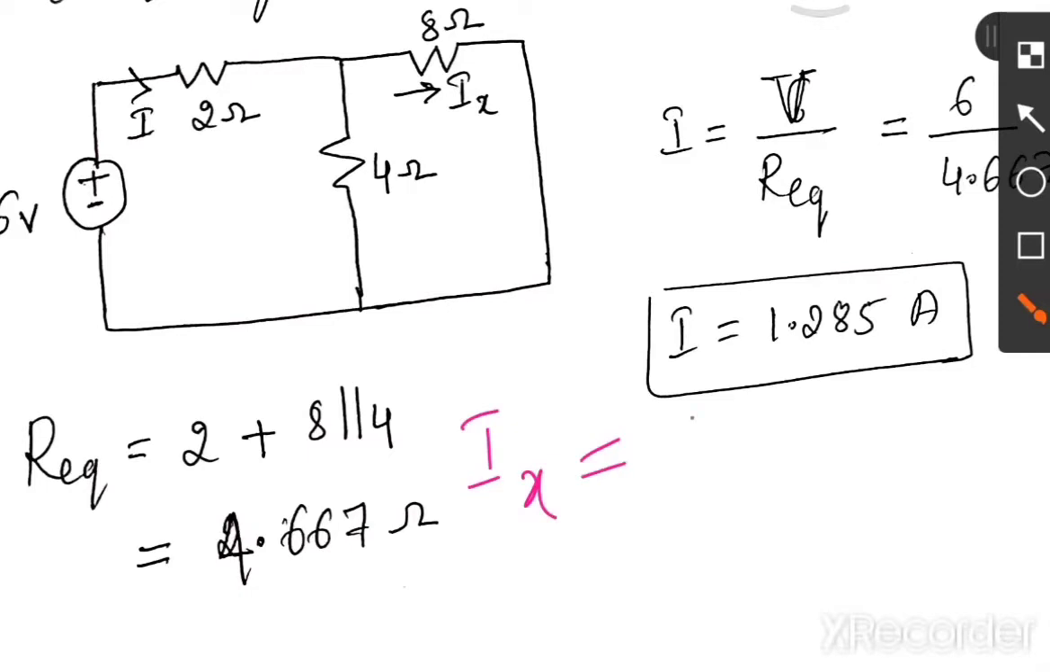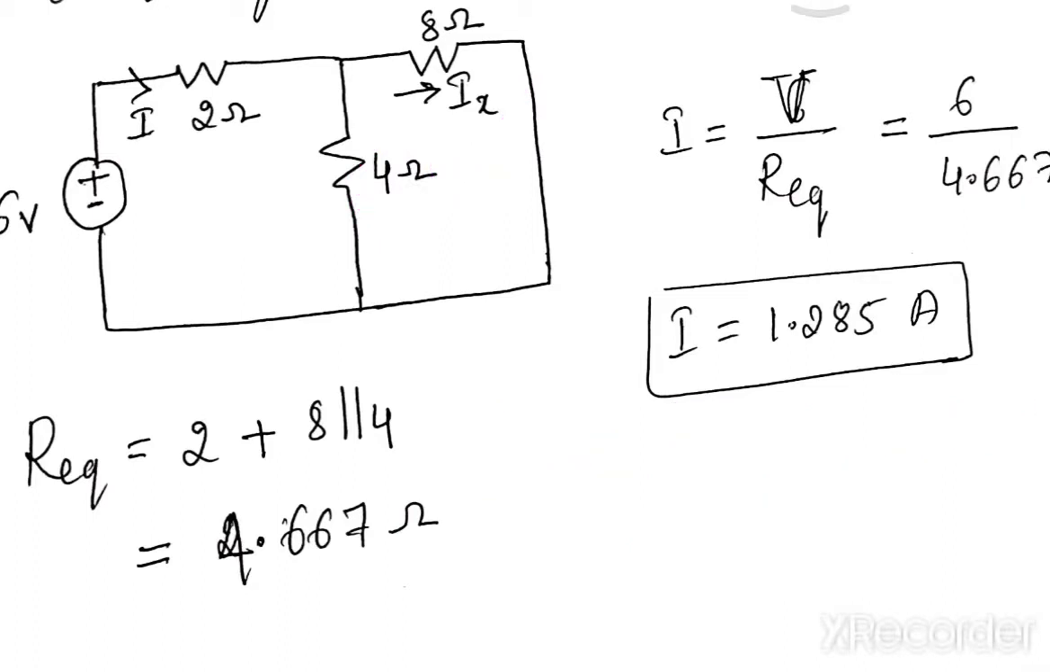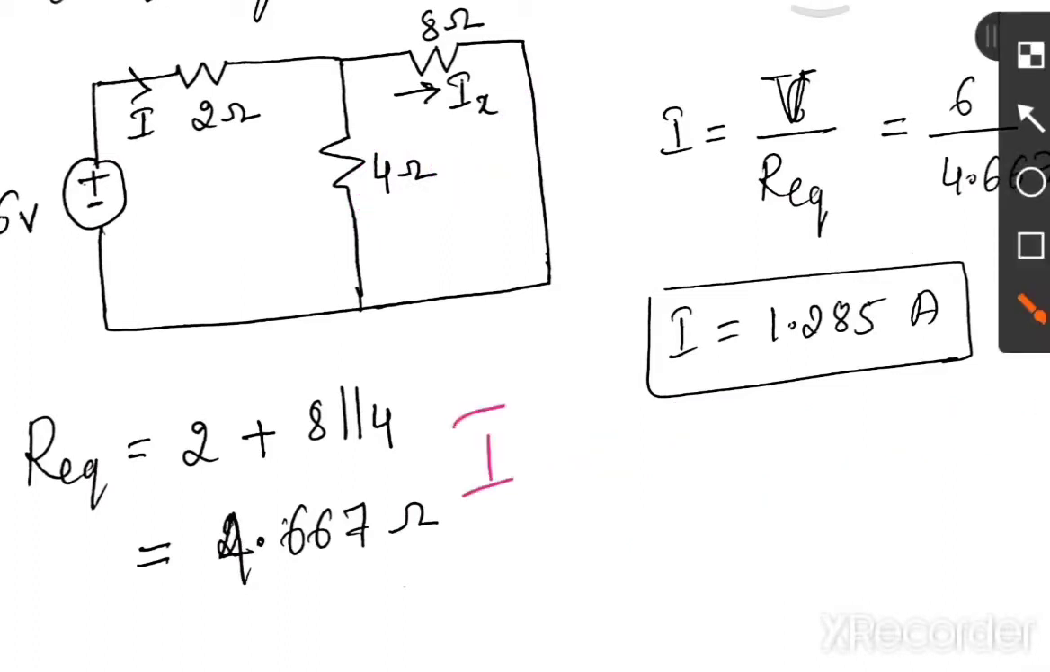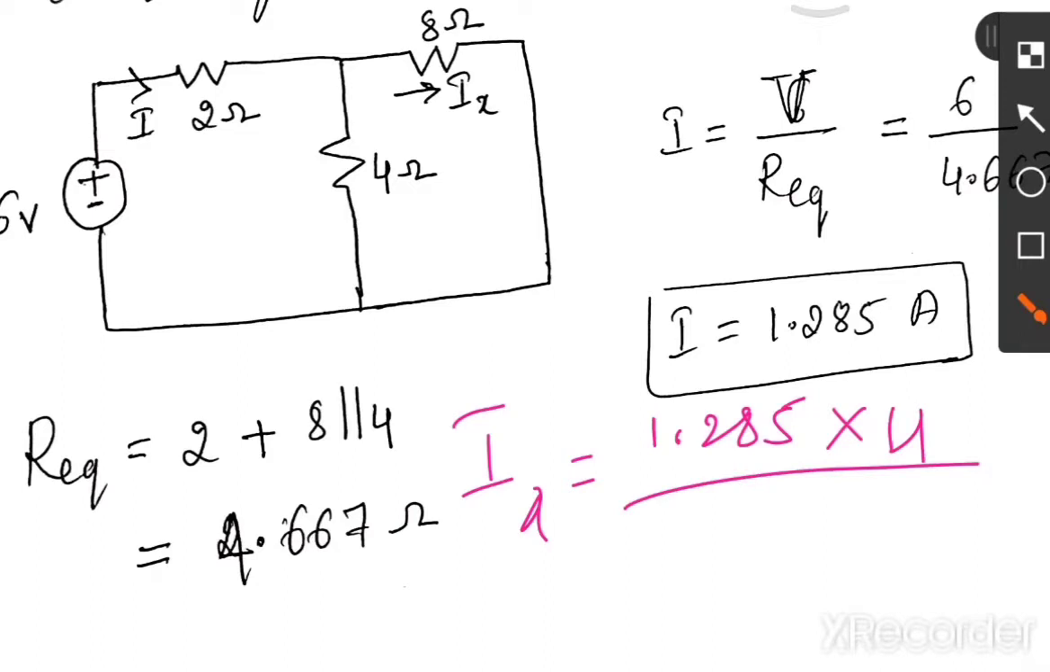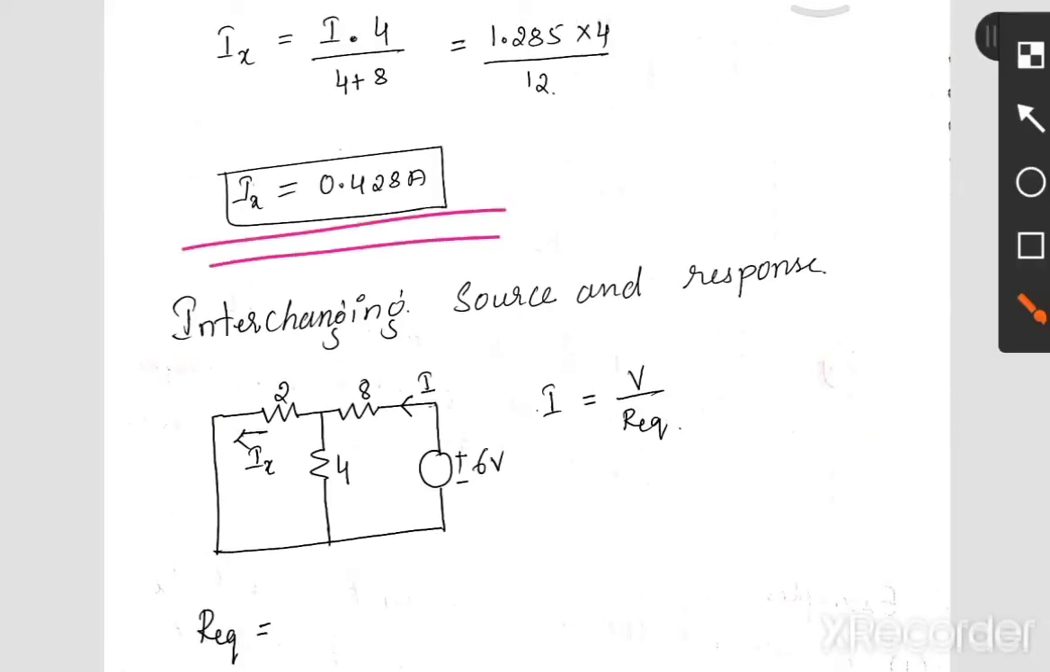Ix will be equal to the main current into the resistance of the other branch, which is 4 ohm, divided by the total resistance, which is 8 plus 4. So substitute the values. I is 1.285 into the resistance of the other branch, 4, divided by the total, 8 plus 4, which is 12. Simplifying this, you get Ix equal to 0.428 amperes.